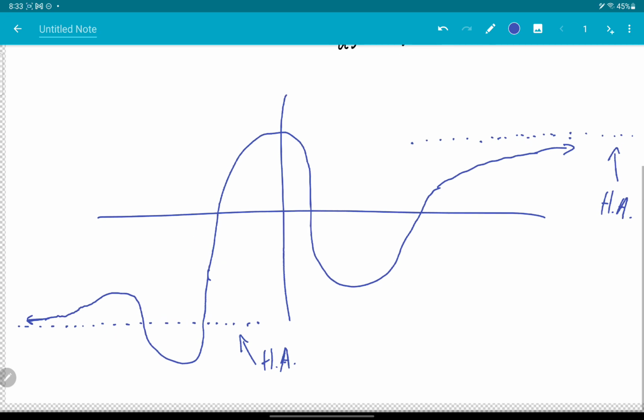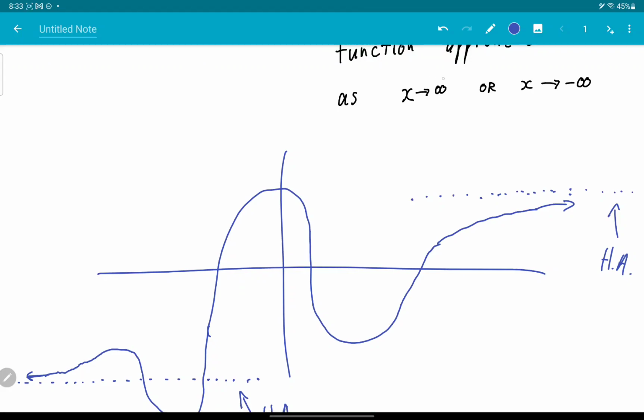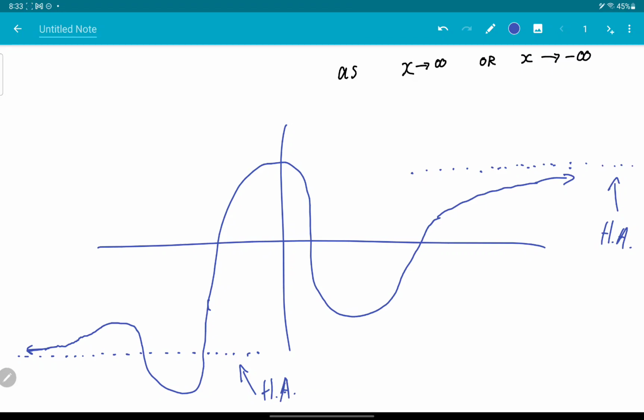Okay, so let's do an example of finding horizontal asymptotes. Now what we'll do is a limit as x goes to infinity, and we'll also do a limit as x goes to minus infinity. And we'll see if we get a real number. And if we get a real number, then that will be our horizontal asymptote.